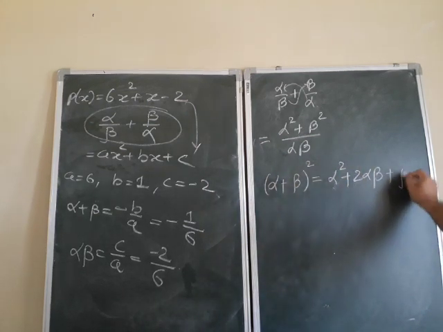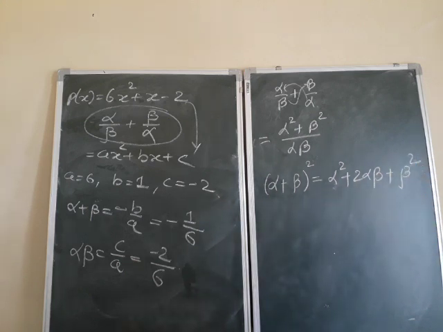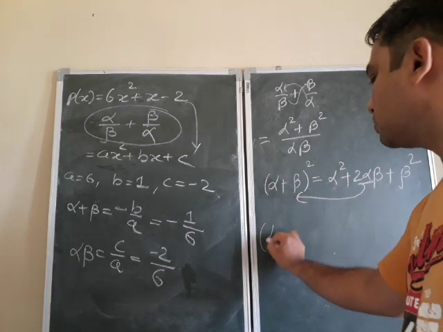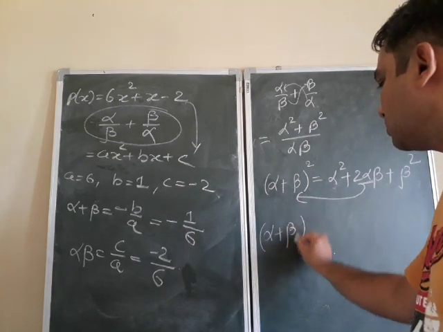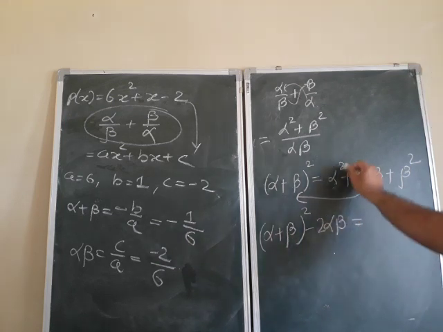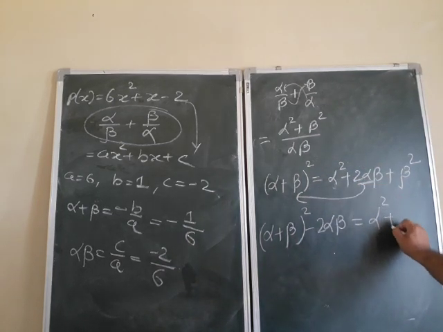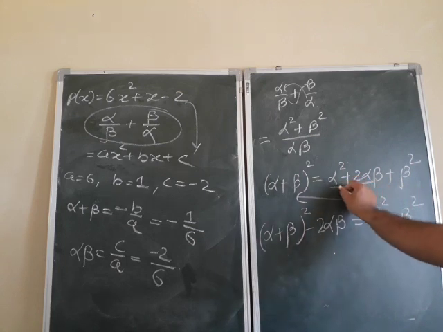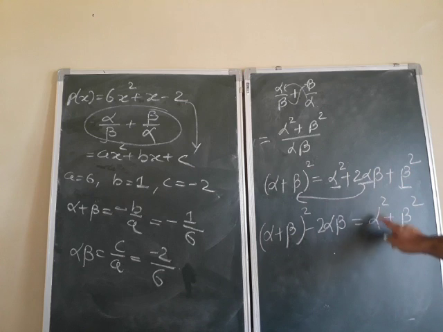plus beta square. Okay. Now see, this plus 2 alpha beta you can take on this side. While you keep it on this side it makes a minus. So alpha plus beta the whole square minus 2 alpha beta is equal to alpha square plus beta square. Two terms are left, alpha square plus beta square. So see, alpha square plus beta square की value आ गई: alpha plus beta the whole square minus 2 alpha into beta.